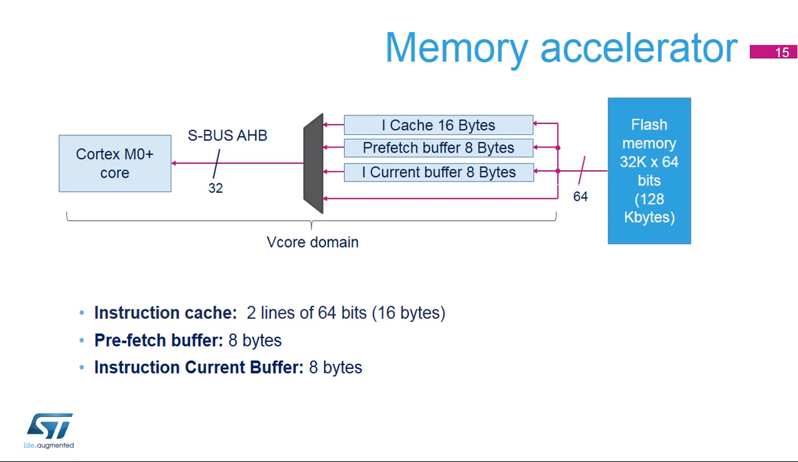Both the prefetch buffer and instruction cache are enabled or disabled by software, because their impact on performance depends on the number of wait states to access the flash memory. The instruction cache can also be reset by software.